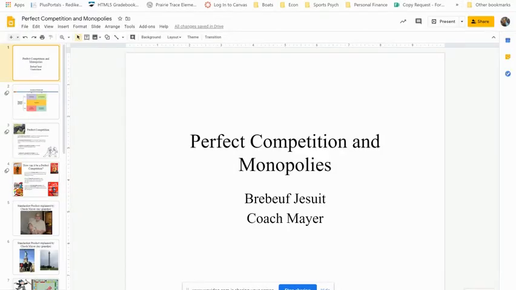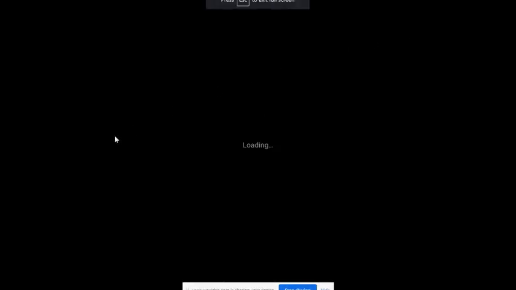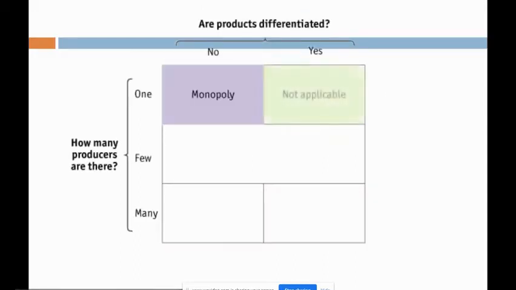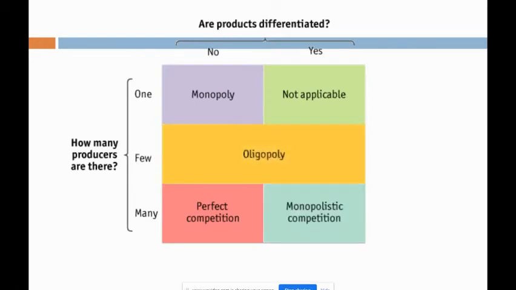Okay, so what we're going to start with is what's called perfect competition and monopolies. This little chart that I've put together here is going to make more sense in a little bit. There are 4 types of markets that we're going to be talking about over the next couple days: monopolies, oligopolies, perfect competition, and monopolistic competition. I wanted to start off today talking about 2 that are on opposite ends of the spectrum. We're going to talk about perfect competition, and we're going to talk about monopolies.